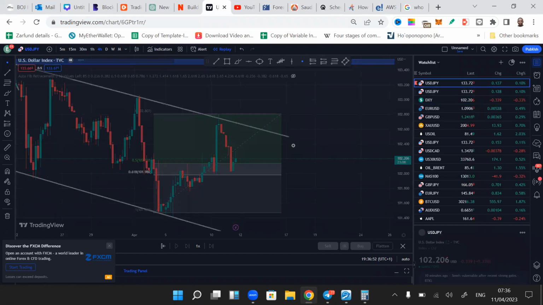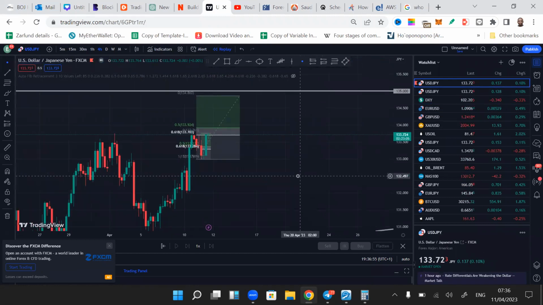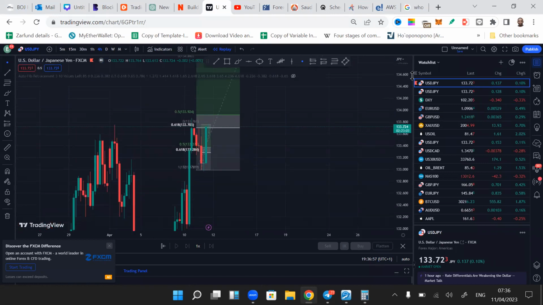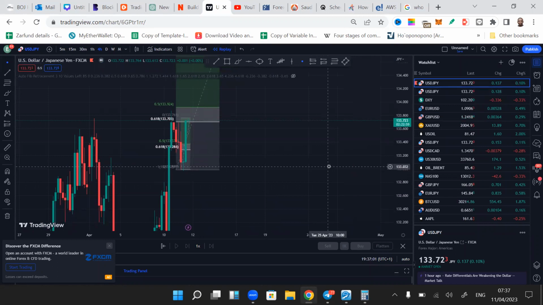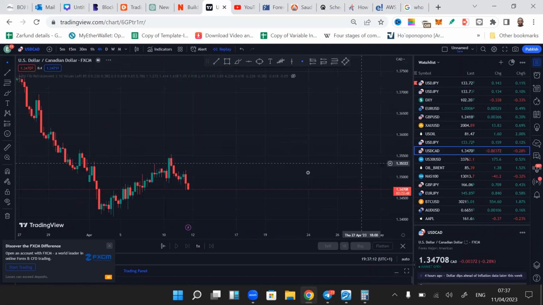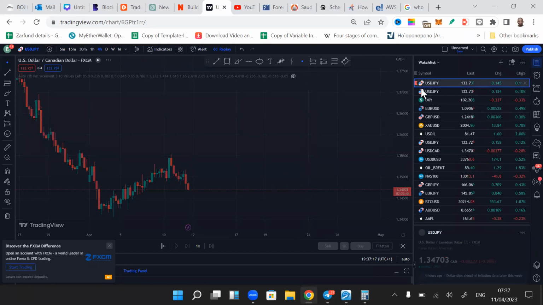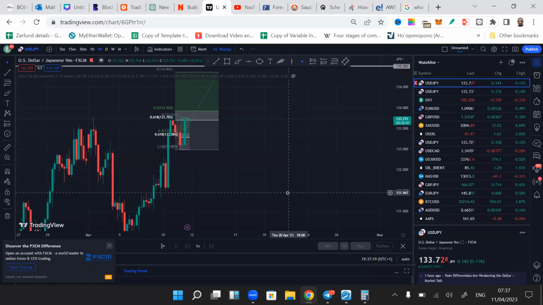So usually when the dollar index is strong, Euro USD will be weak, and when the dollar index is strong, USD JPY will be strong, especially USD JPY. The reason is that you will not see this kind of relationship with USD CAD. It's a bit different with USD CAD. The pair that mirrors the dollar index very well is USD JPY.